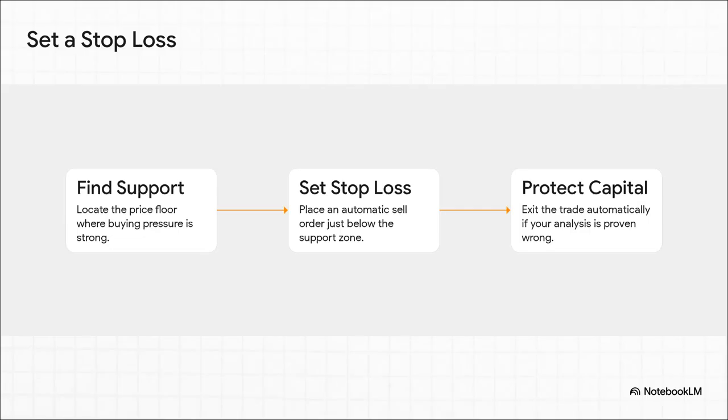So how do you build that safety net? With something called a stop loss. Think of it as your automatic eject button. It's a sell order you set up in advance. And where do you put it? The most logical place is just below that support zone we found. That way, if we're wrong, and it happens, and the price breaks that floor, the stop loss gets us out of the trade automatically. It turns a potential disaster into just a small, manageable loss.